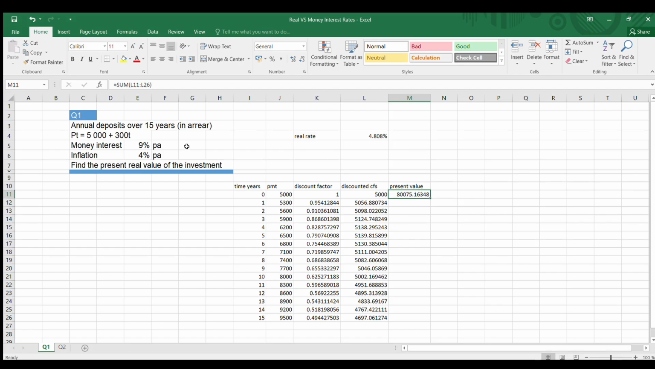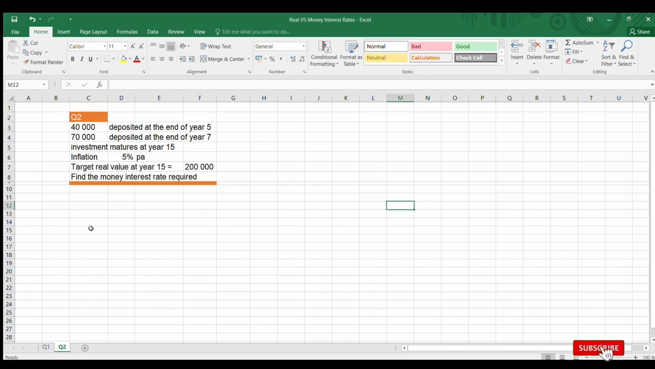And I noticed that if you calculated using your 9% only, then your present value would represent the present monetary value of the investment. In other words, the value of the investment without considering inflation. So it's very important which interest rate you use, because it will give you different values for different purposes of what you're trying to find. So it's very important that you understand which interest rate you're using. If it's monetary interest, you're going to find the monetary value. If it's real interest, then you're going to find the real value of the investment.